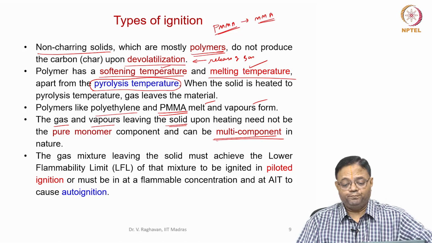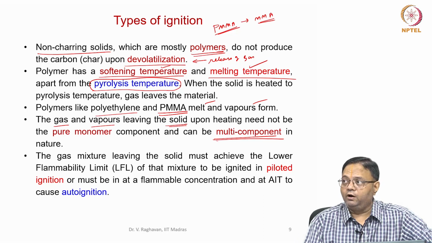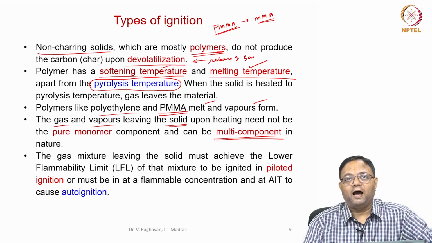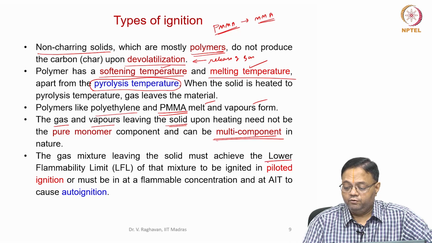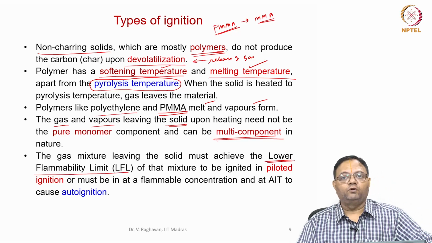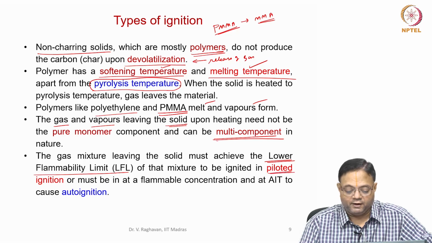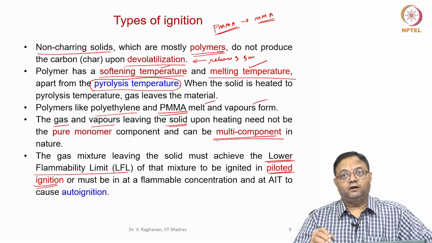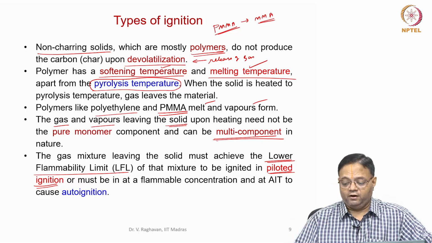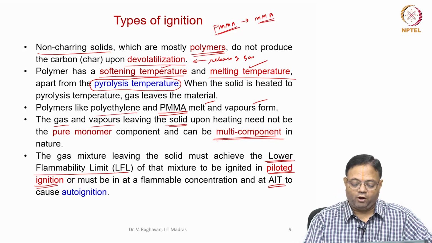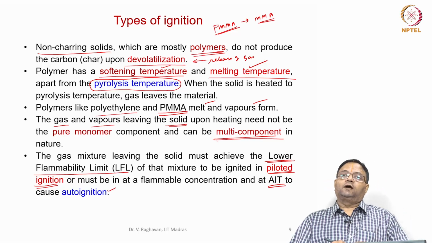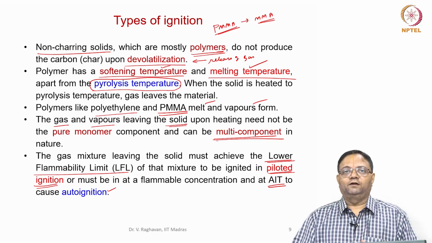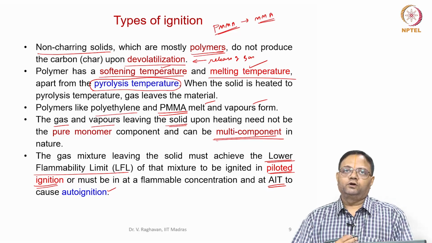Now the gas mixture leaving the solid must form a vapor air mixture or gas air mixture which will be at least at the lower flammability limit. Then only can a piloted ignition be done. Now if the mixture somehow reaches, due to heat transfer, the auto ignition temperature, then auto ignition can occur. In this case also both can occur, but predominantly you will see that the temperatures at which the pyrolysis occurs will be much lower than the auto ignition temperatures.